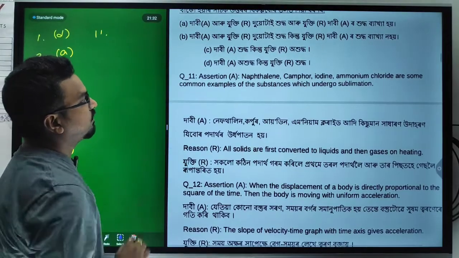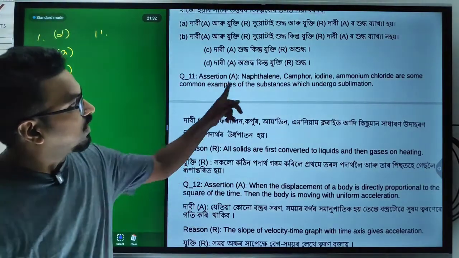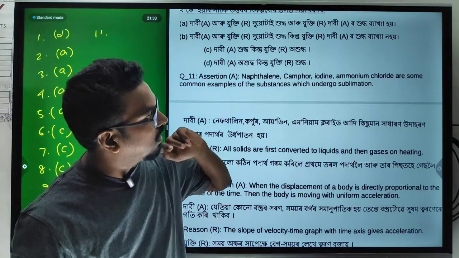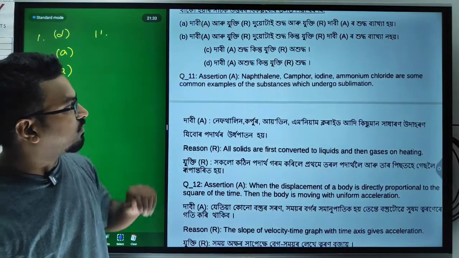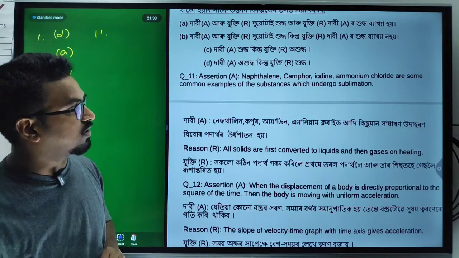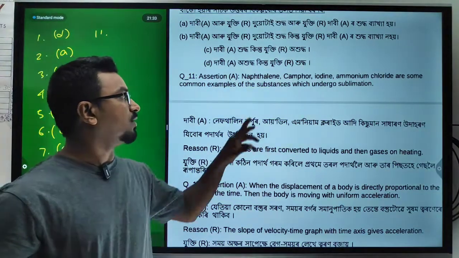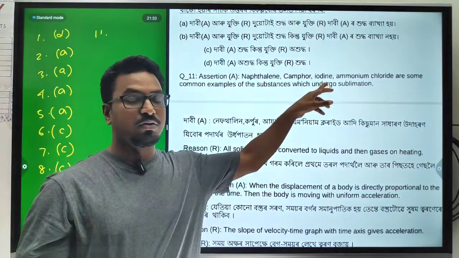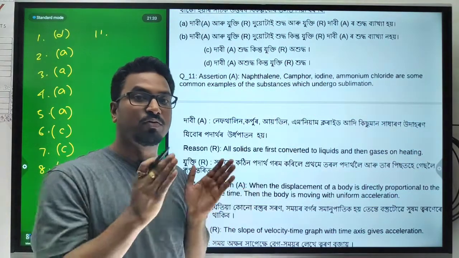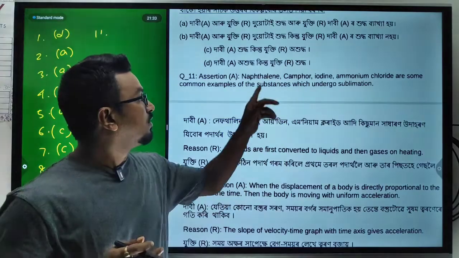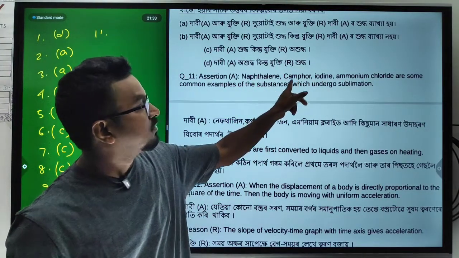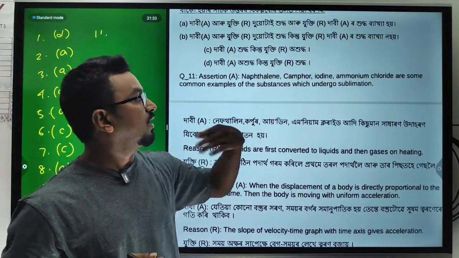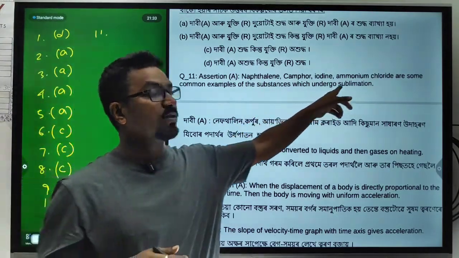So the first question is given, assertion is given: naphthalene, camphor, iodine, ammonium chloride are some common examples of the substances which undergo sublimation. Correct. These are solid substances. Sublimation means from solid to direct gas. So this can be converted directly to gaseous state. Solid to direct gas will be converted, and that is called sublimation.